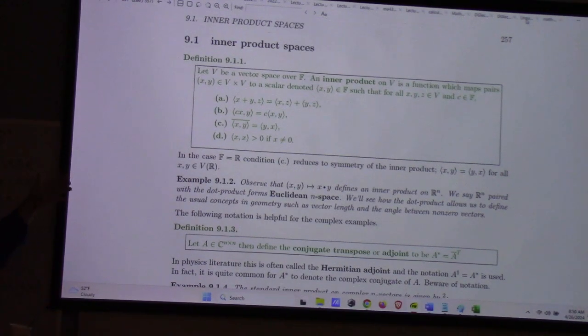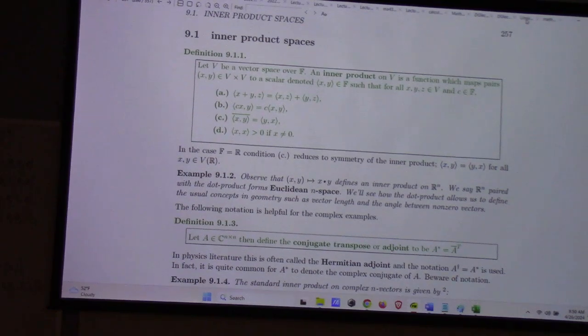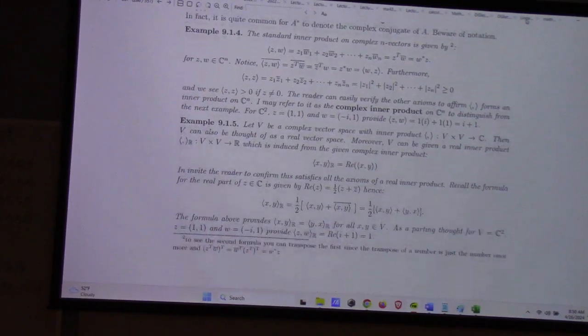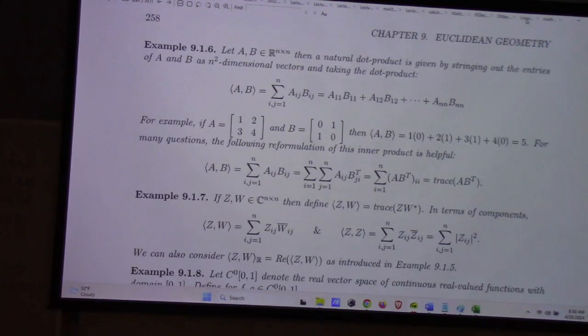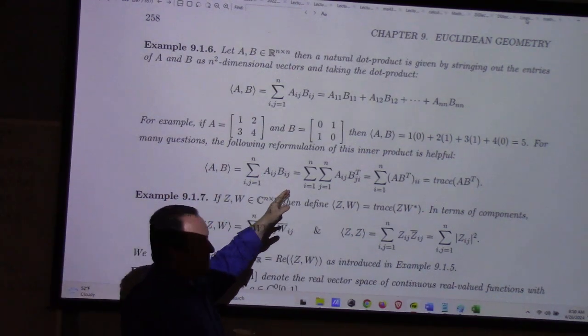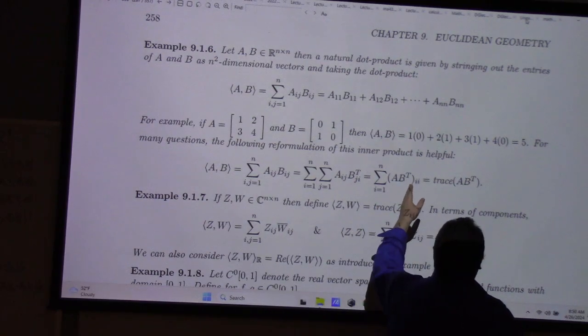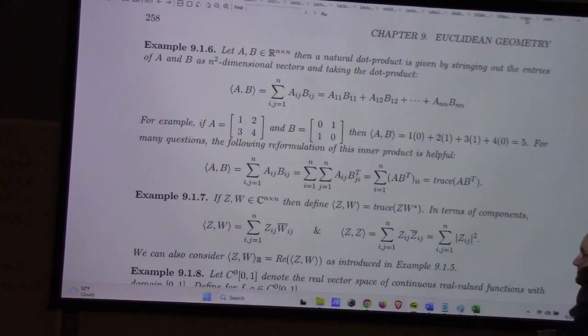So the inner product is an abstraction of the essential properties of the dot product. All right, that's the idea here. And basically, you can define an inner product on some of the vector spaces that I just talked about, like sets of matrices. This one is especially cool. So if I have two n by n matrices, I can define their inner product simply by multiplying corresponding components and adding them all together. Like A11 B11 plus dot, dot, dot, A_nn B_nn.